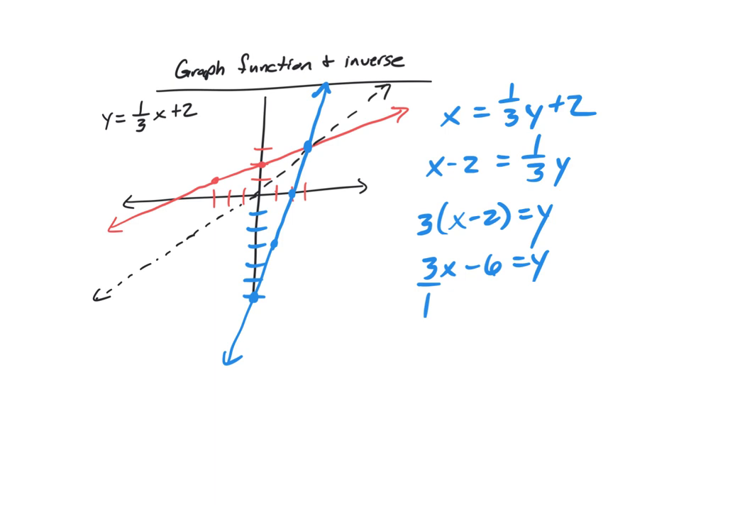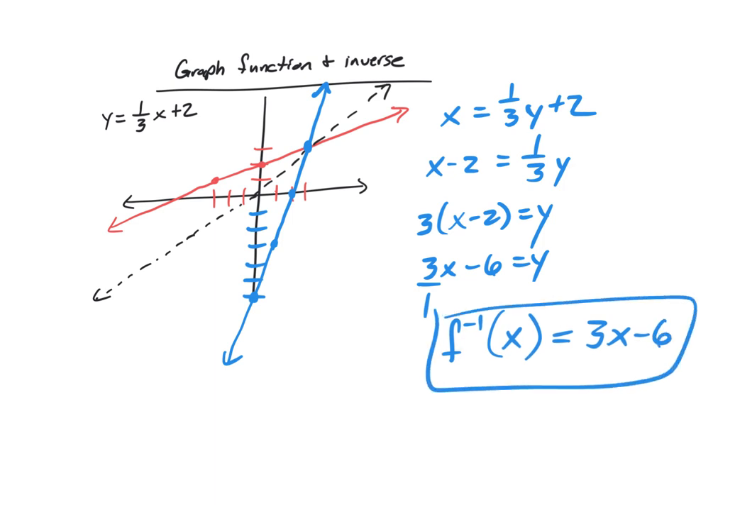The other thing that I would say here too, based on what we talked about just a second ago, if I wanted to write my inverse here, I would write it like this: f inverse of x equals 3x minus 6. And I can write it like that because it is a function. If it's not a function, then we would just write it as an equation and leave it alone. But whenever it's a function, we can write it as a function, f inverse of x.